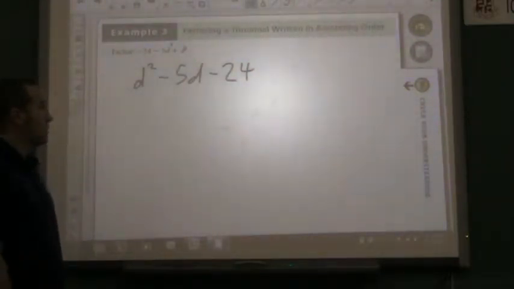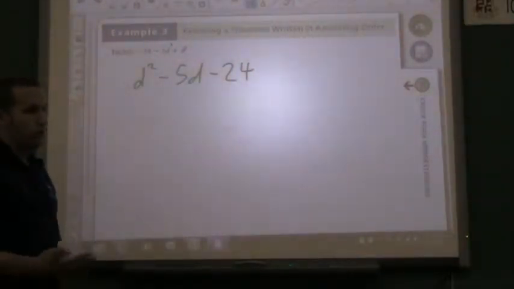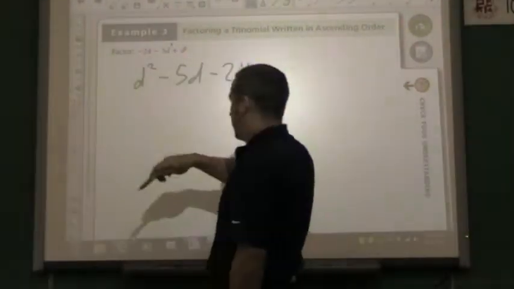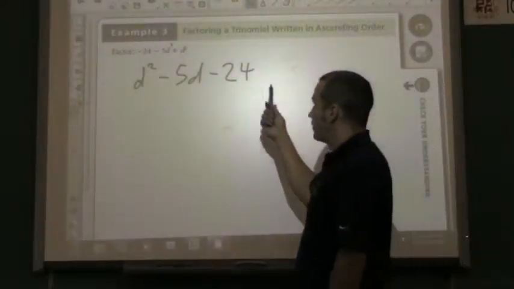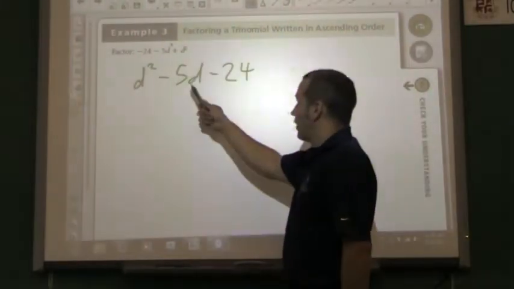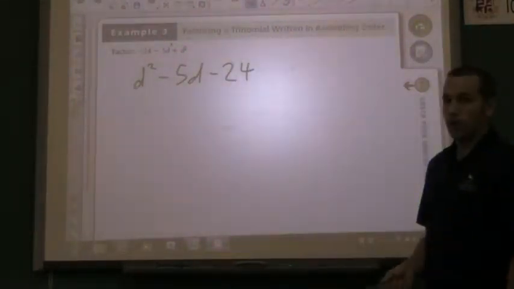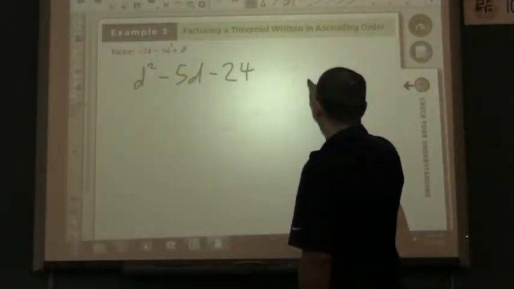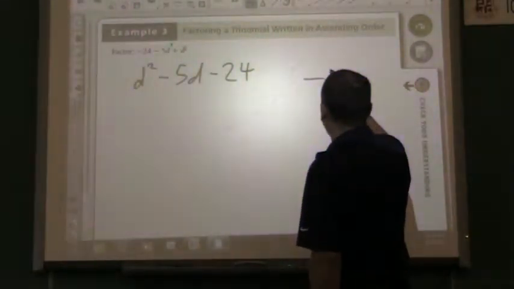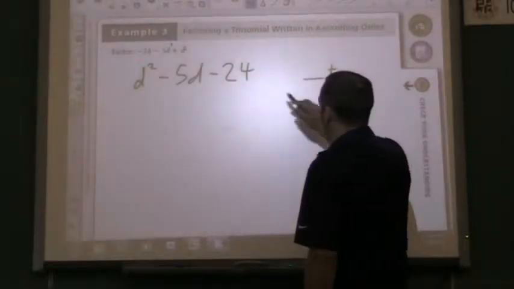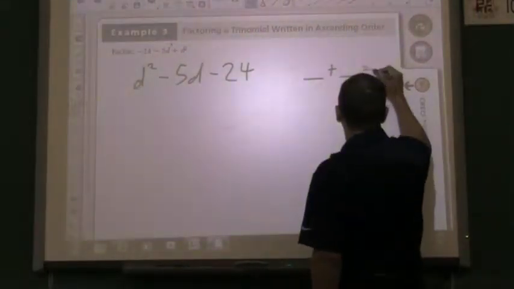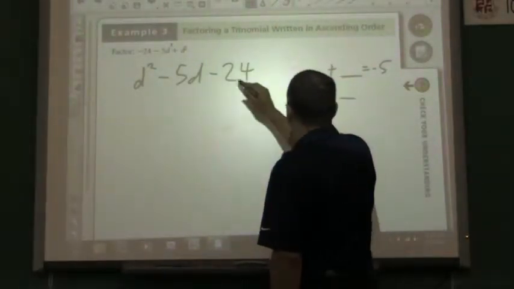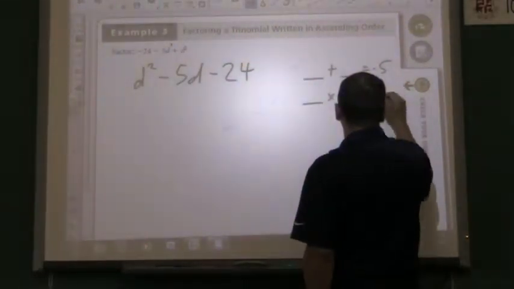And now, this looks like every other one that you have factored. So if you're given one that's out of order, it doesn't matter what the order is, right? If it's out of order, then you can write it in order, and it just becomes like every other trinomial that you've factored. So for instance, in this one, I'm looking for the two numbers that are going to add together to give me -5. And those same two numbers have to multiply together to give me -24.